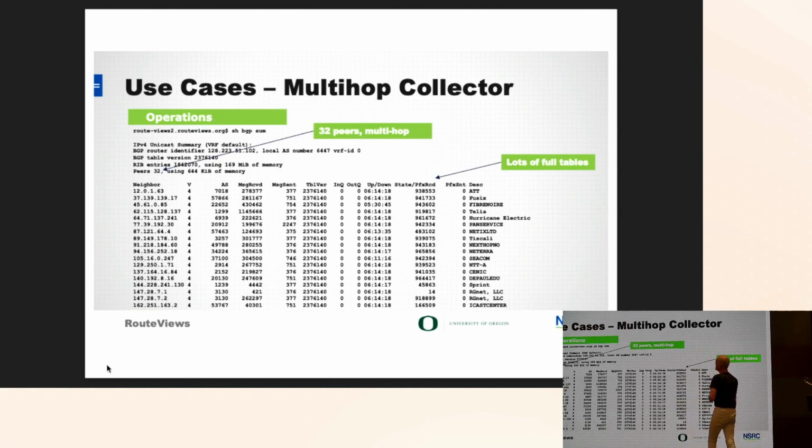This is Routeviews 2. It's one of the multi-hop collectors. So this is after the tidy up. You may have seen all the presentations with the mess. Now I've tidied it all up. So it's 32, mostly full BGP feeds. So you can see the typical routing table that we're getting from many of the entities.